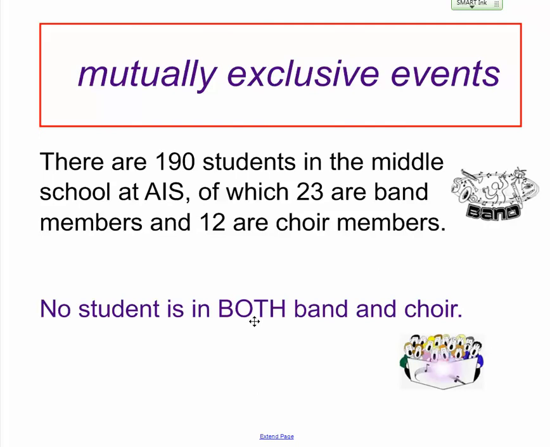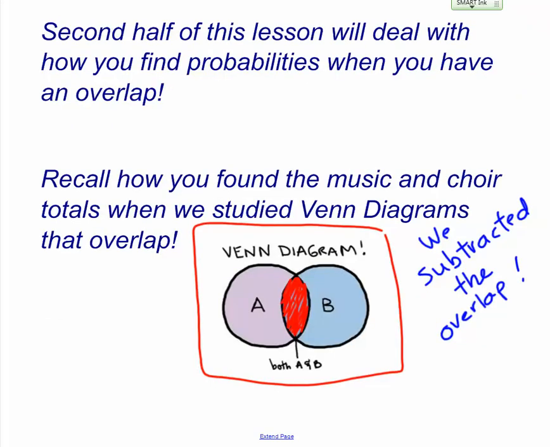Just to remind you now, last lesson we did mutually exclusive events, and an example of that was when a student could be in band or choir, but not both. So remember, in a Venn diagram, there'd be 2 separate circles called disjoint. So a mutually exclusive event is when you can be in one or the other, but not both. And you guys found the probability of that happening last class. So today what we're dealing with is, how do you find the probability of one or the other happening when they do have an overlap?